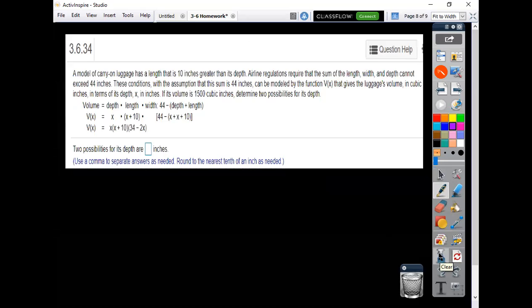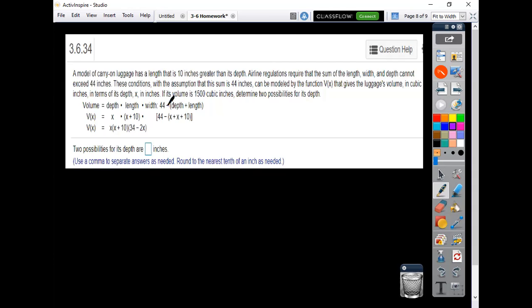All right, for this problem, 3.6.34, you've got this. A model of carry-on luggage has a length that's 10 greater than the depth. So if x is the depth, the length is x plus 10. And then it says that the airline requires that the sum of the length, width, and depth cannot exceed 44.